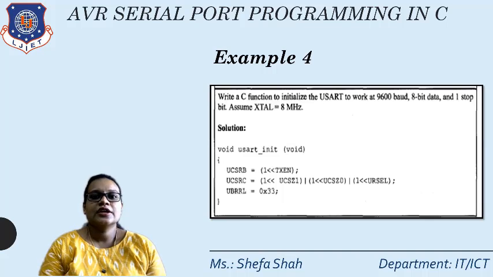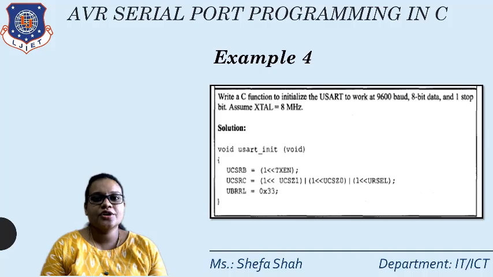Till here we have completed serial programming using USART in assembly language. Now we will see a similar program for transmit as well as receive in the C language. Let's see the example. Write a C function to initialize the USART to work at 9600 baud rate, 8-bit data and 1 stop bit, and assume the crystal frequency is given. Here we need to write only a function for these features of the serial program.